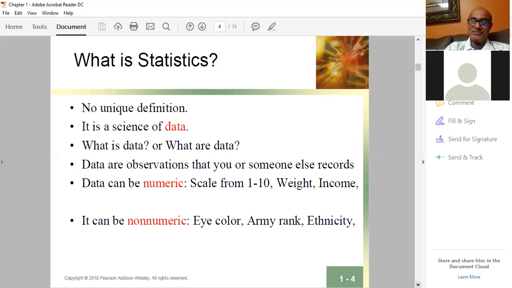Whenever we have this type of thing, when numbers are not involved, that is called non-numeric. Ethnicity, that is also non-numeric, right? Yes. Gender, non-numeric. Plenty of examples are there. So data are just divided into two parts: whether it is numeric or non-numeric, that's it.